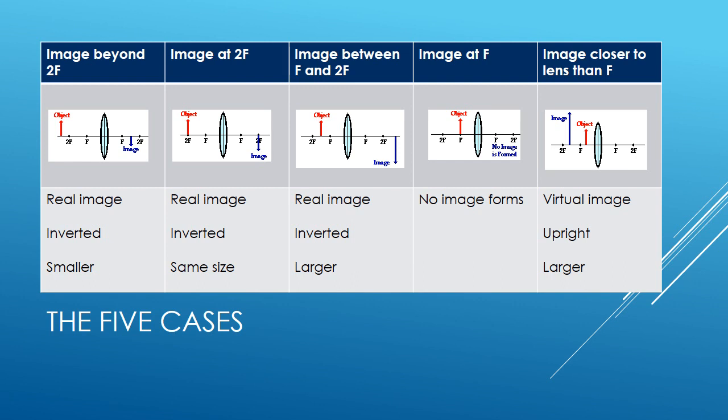Next, if you have an object located between your focal length and double your focal length, you'll still have your real image, but it'll be inverted, upside down. It'll also be significantly larger than your original object.